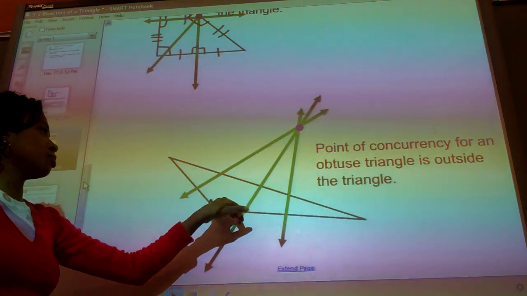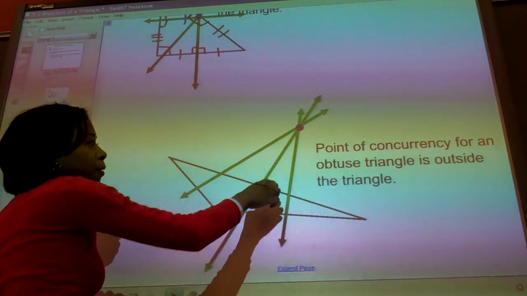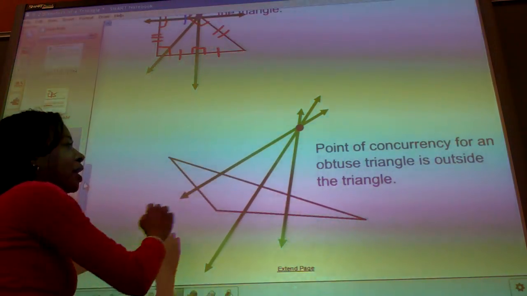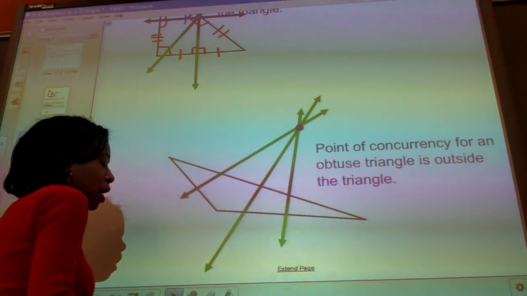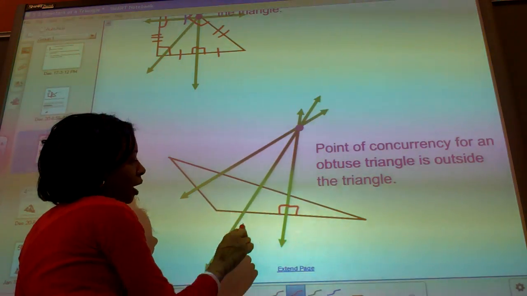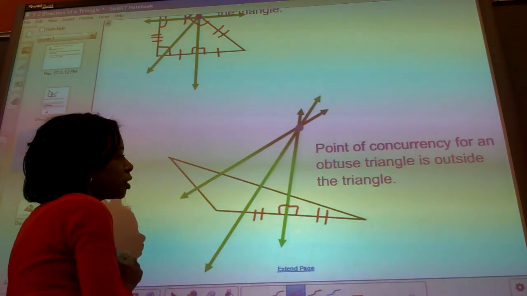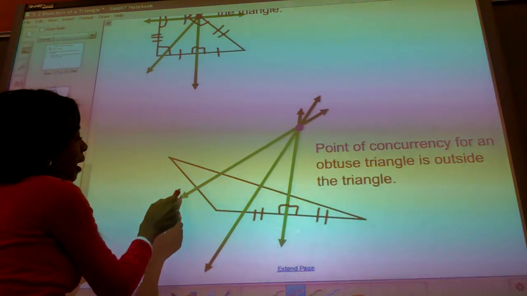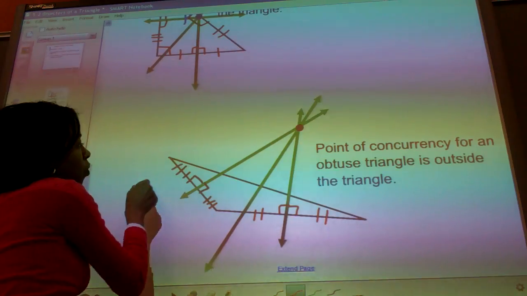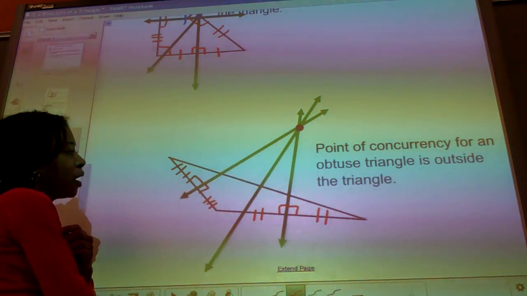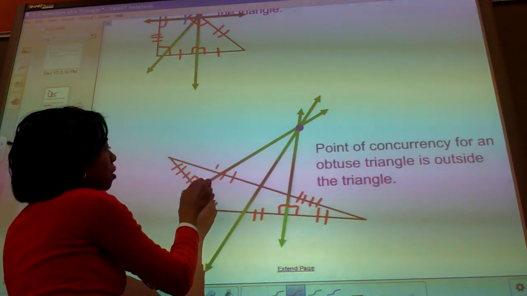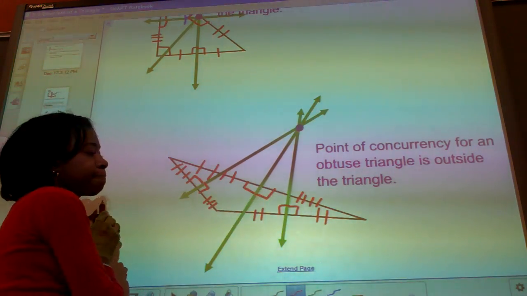Finally, on an obtuse triangle, the one place of concurrency, that one point, is going to be on the outside of the triangle. So here's my first bisector, and that means that these two segments are congruent. Here's my bisector for this one. Again, congruent on both sides at the midpoint. And then finally the third one, that means that these are congruent.